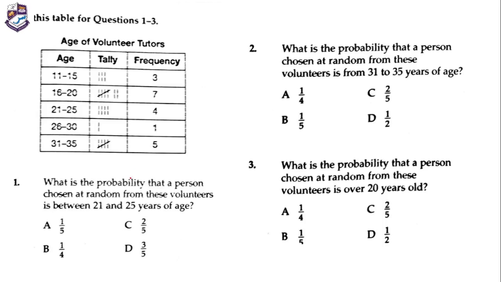Hey everybody, we're going over probability once again, and we are going over experimental probability. So we're looking at usually data from a chart, from an experiment that's already taken place.